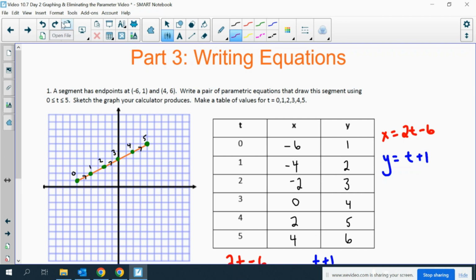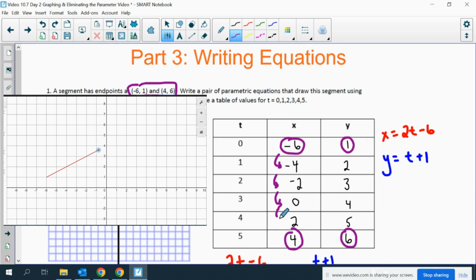Part 3, writing your own equations. So we'll take a look at this problem, and we're going to do it about 4 or 5 times. So I can take these endpoints and just stick -6 and 4 in these spots, 1 and 6 in these spots, since those are the endpoints. Then just figure out about how much things are going up every time in order to fill all the spots. So notice that the x's are going up 2 and the y's are going up 1. So that's a pretty easy way to get equations here.